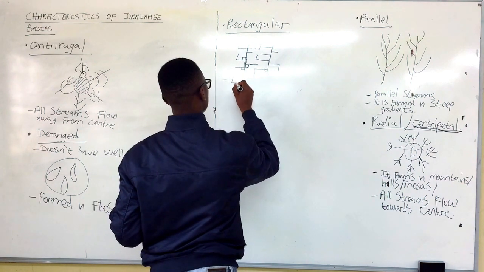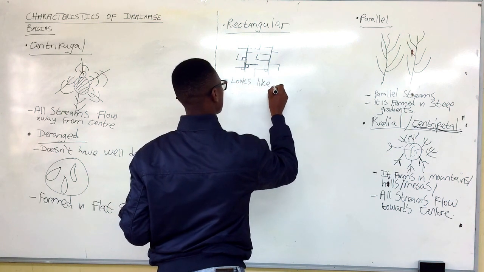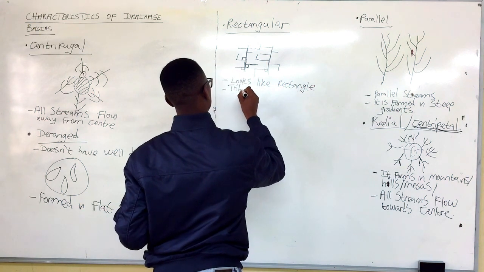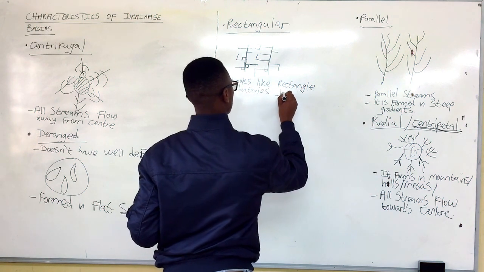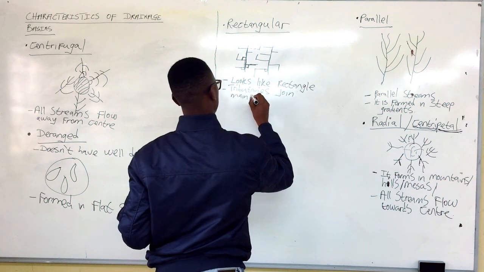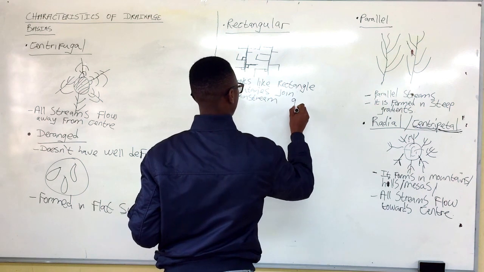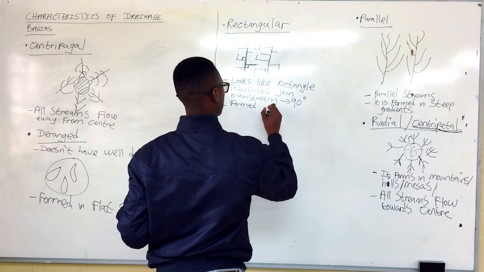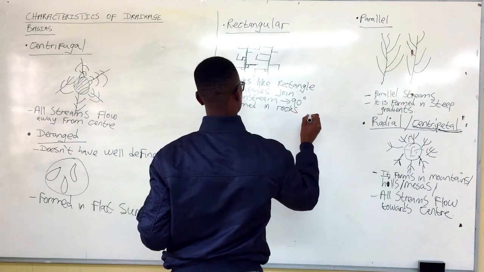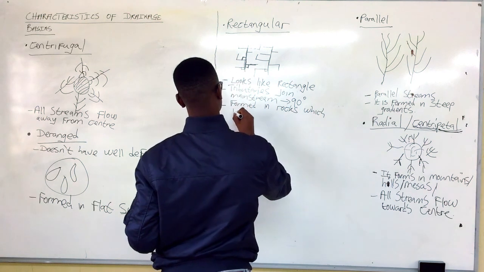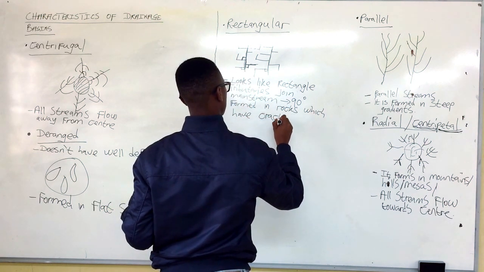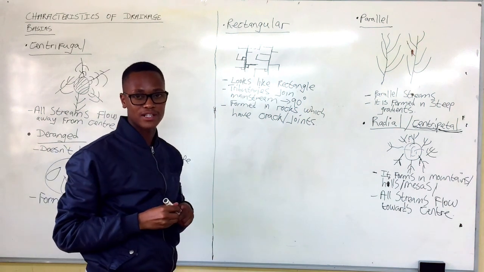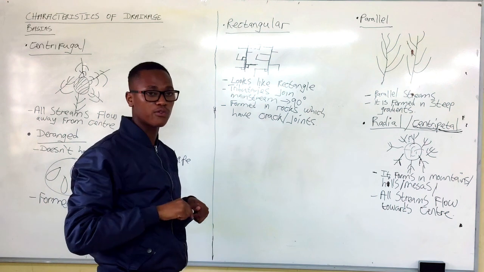So this one looks like a rectangle. The tributaries join the main stream at right angles, and lastly it is formed in rocks which have cracks or joints. So that is our last pattern that is formed by a river system when it is busy flowing.